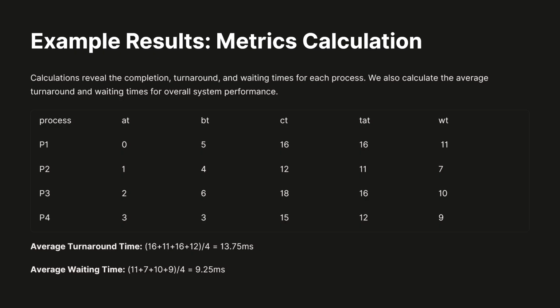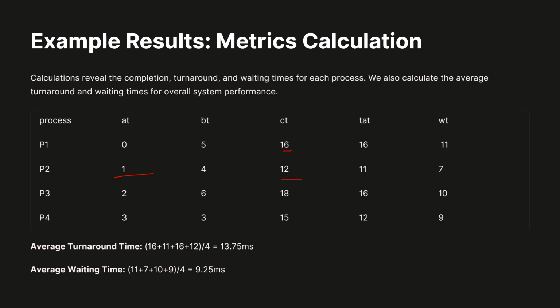So how to find turnaround time? The formula for turnaround time is CT minus AT. When you subtract arrival time from completion time, you will get the turnaround time. So here we will subtract 0 from 16. So 16 minus 0 is 16, 12 minus 1 is 11, 18 minus 2 is 16, and 15 minus 3 is 12. So here we have got the turnaround time of every process.